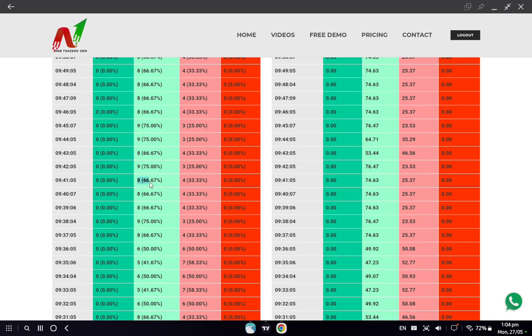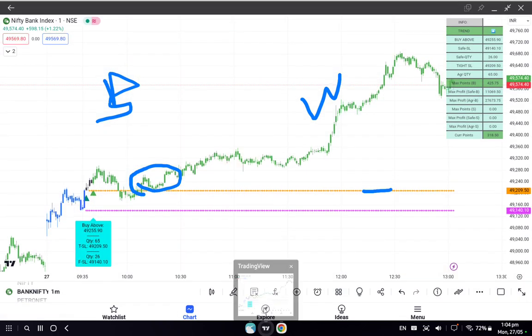We can see that out of 12, 8 stocks were positive. 66% of the breadth of Bank Nifty was positive at 9:41. So 66% breadth was positive. And if we check at the same time, our weightage was also positive, 74%. So 74% weightage and 66% breadth, both breadth and weightage well above 60%. So that was a correct trade in Nifty Bank.